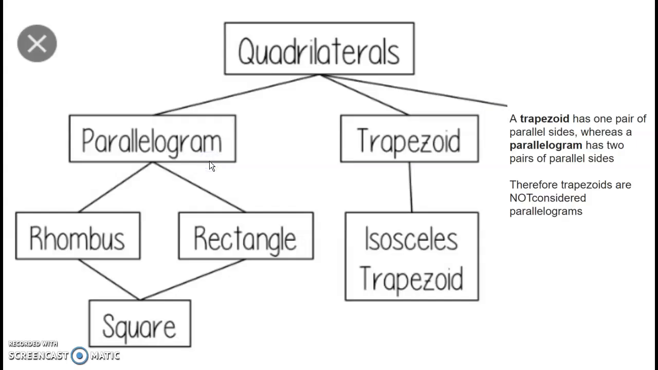Alright, let's review some things from 5th grade. Quadrilaterals are classified into 2 categories: parallelograms and trapezoids. Parallelograms include the parallelogram, the rhombus, the rectangle, and the square. These shapes are considered parallelograms because they have 2 sets of parallel sides. A trapezoid is not considered a parallelogram because a trapezoid has 1 pair of parallel sides, whereas a parallelogram has 2 pairs of parallel sides. Therefore, trapezoids are not considered parallelograms.